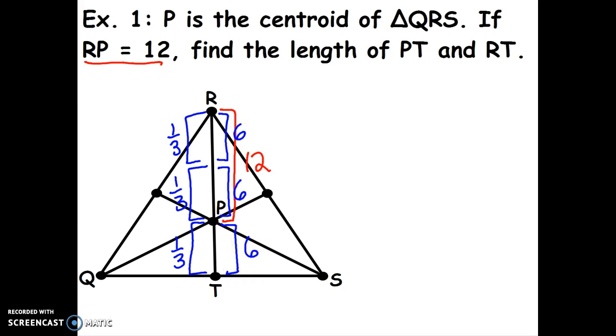Now that we've labeled our figure, we can go ahead and answer the questions that we're being asked. To find the length of PT, we have identified that to be 6. And the length of RT, which is the entire length, is 6 plus 6 plus 6, which is 18.